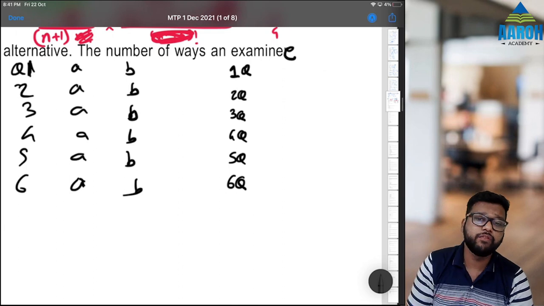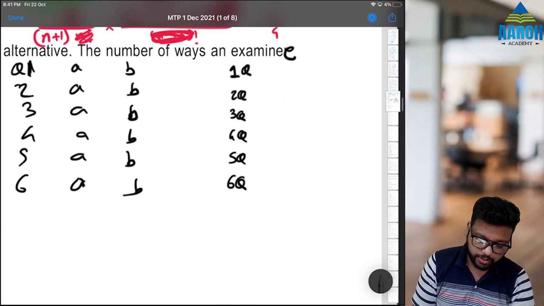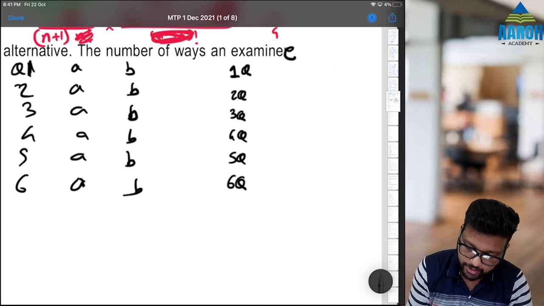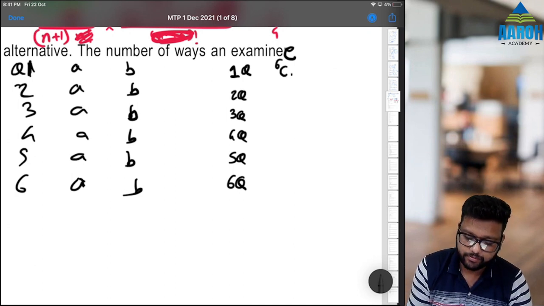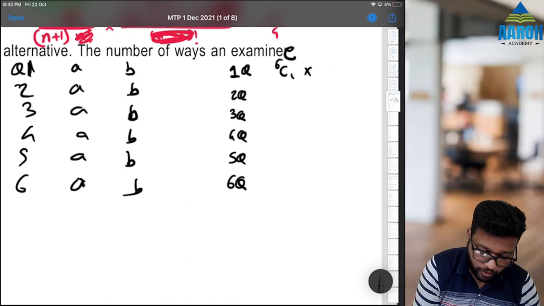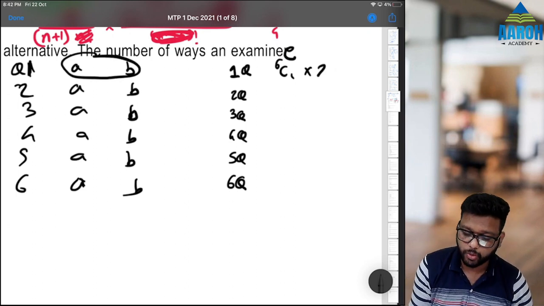If he decides to solve one question, that means he has to select one question out of 6. First he has to select one question out of 6, right? So it will be 6C1, and then and is multiplication. For that one question he has 2 options, so and 2.